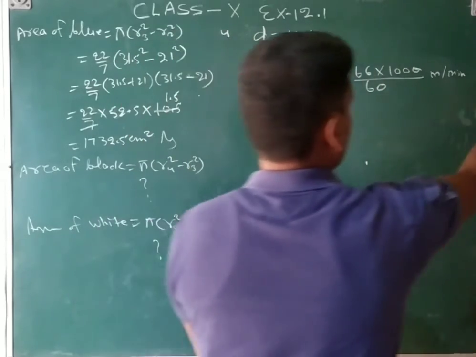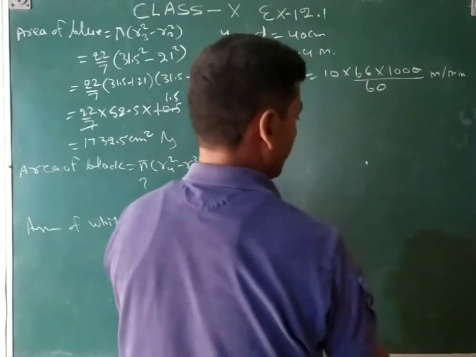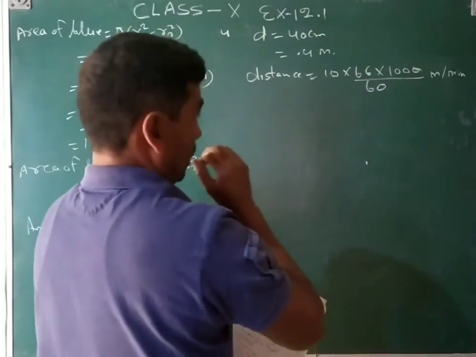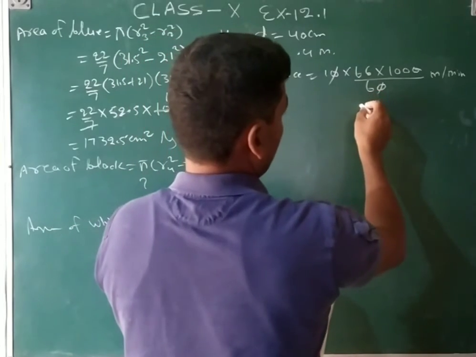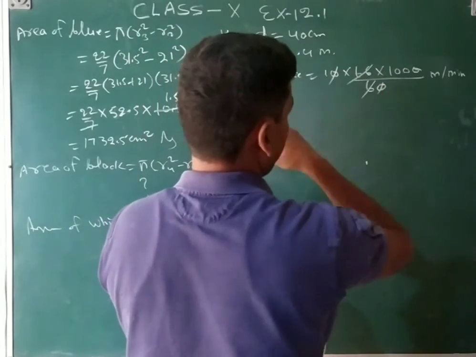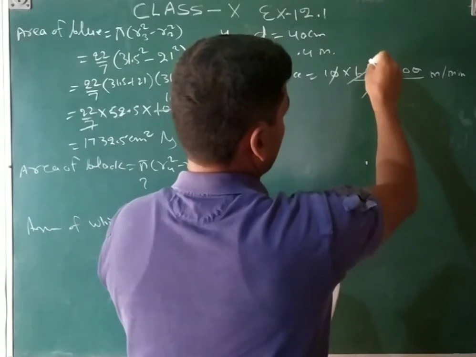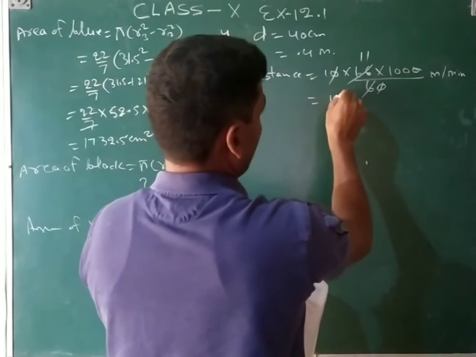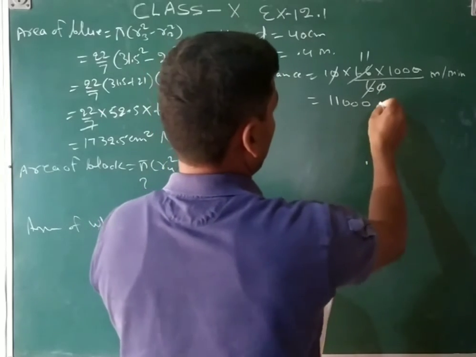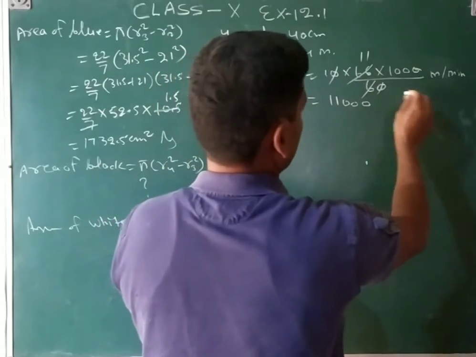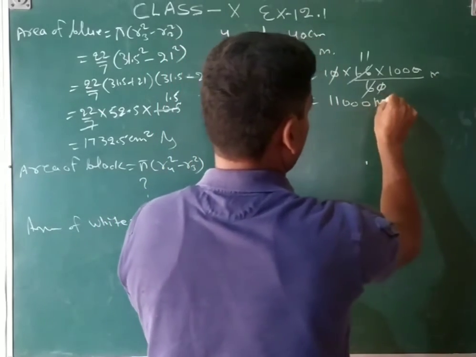And then after you will see that 0 cancel by 0, and then 6 1 ja 6, 1 ja, so that is 11,000 meter, that will be in meter.